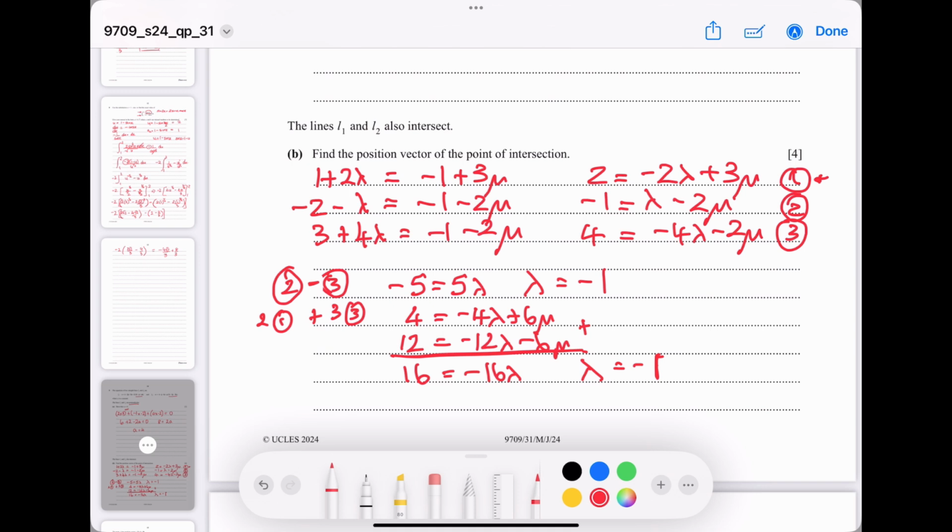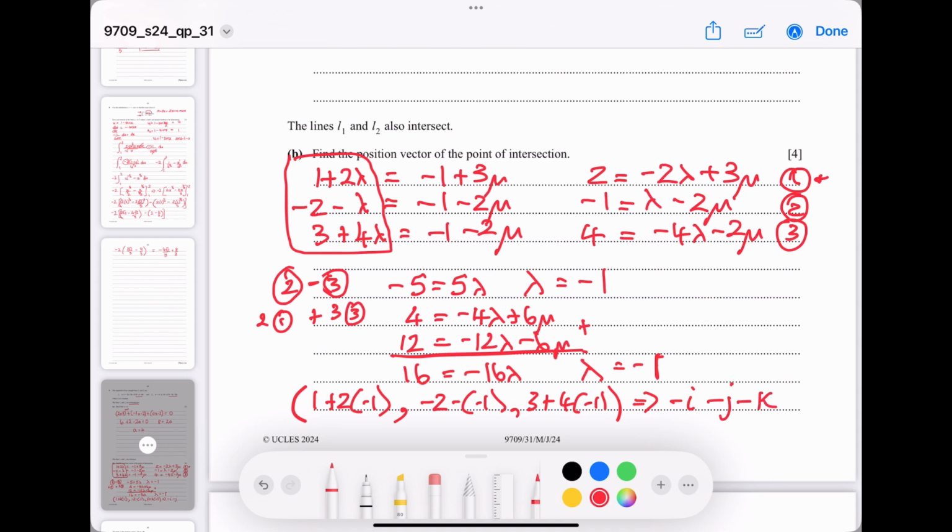We would then substitute that back into our parametric equations to find our point of intersection. So we would have 1 plus 2 lots of negative 1, negative 2 minus negative 1, and 3 plus 4 lots of negative 1 as our point, which is negative i minus j minus k.